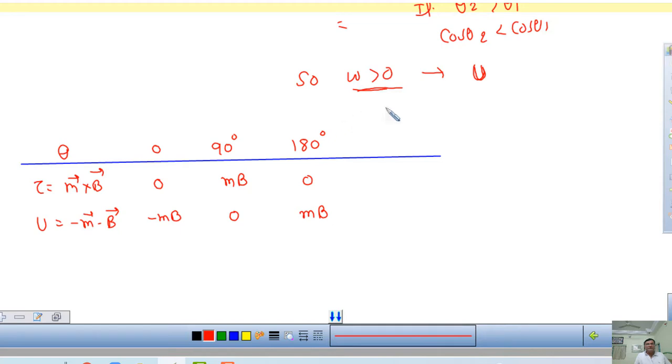So again, we revise a little bit. For different positions of the magnet, what is the torque and what is the potential energy? So theta, we take 0, 90 degrees, 180 degrees. So torque is equal to m cross b, so mb sine theta. Sine 0 is 0. So here torque is 0, potential energy is minimum. So this is called stable position, stable equilibrium. Here torque is acting, potential energy is more, so it is unstable. So it is in equilibrium.